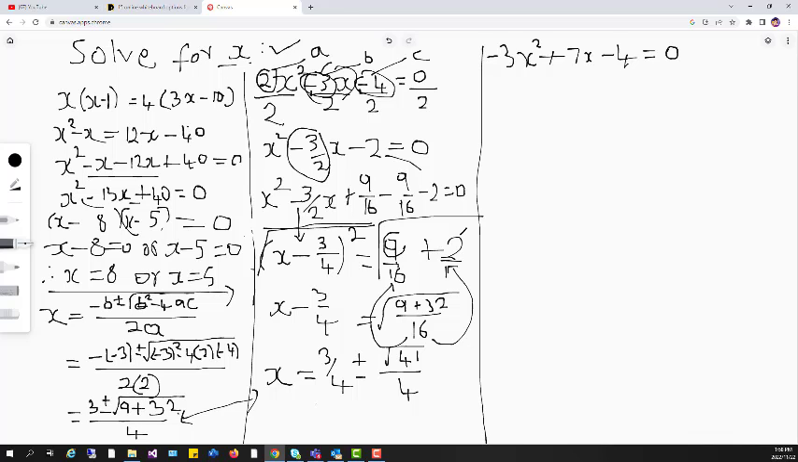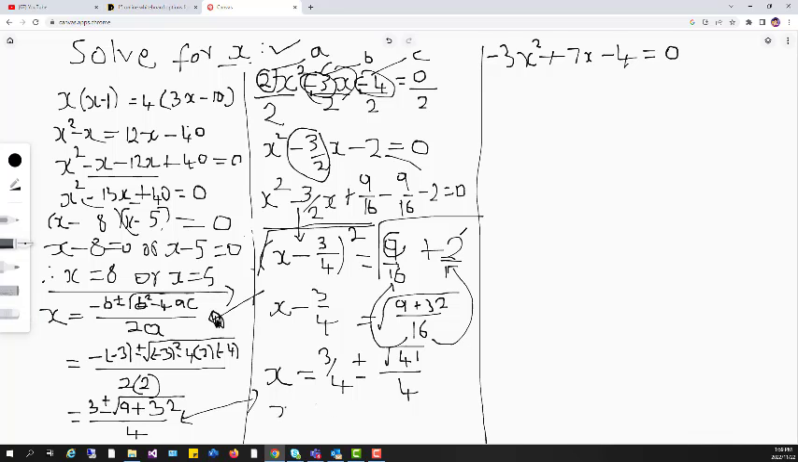I repeat, if a question is not specific about solving for x by completing the square, then I think it would be advisable to just substitute into the quadratic formula. But if they are specific in saying by completing the square, then you will have to follow these steps. If it wasn't specific, it's your personal choice whether you want to complete the square or not. My personal choice would be to go straight into substituting into the formula. All right, so let's find the true values of x now.